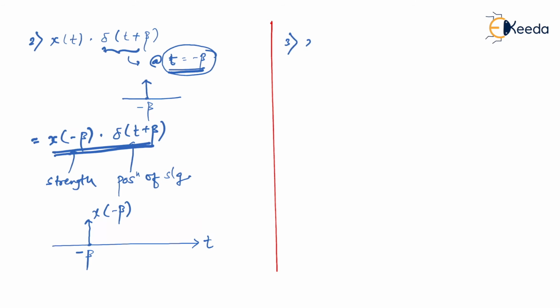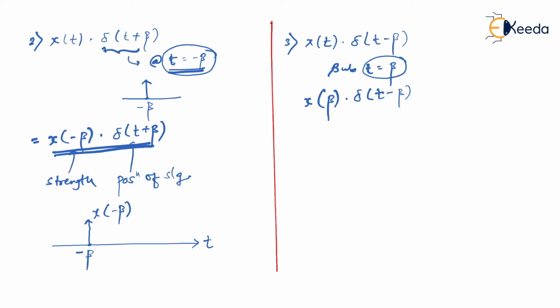I'm sure you are now able to do this on your own. x of t is getting multiplied with del of t minus beta. So we know that del of t minus beta is an impulse signal present at t equal to positive beta. So just substitute t equal to positive beta in x of t. So ultimately we'll be getting x of beta dot impulse signal, which is going to remain the same, del of t minus beta. Finally, this is what we call the strength, and this is what we call the position of the signal.